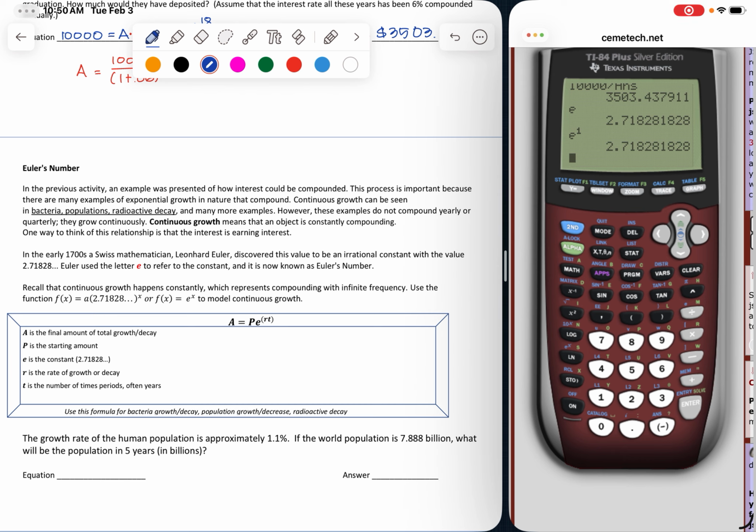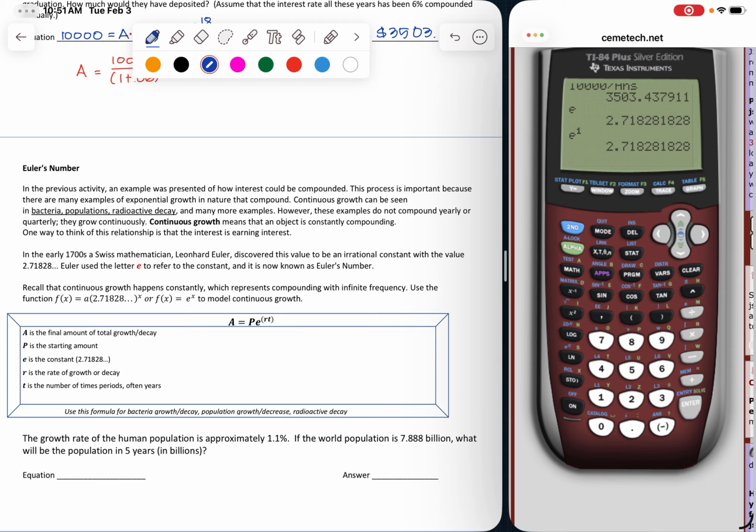So it says, recall that continuous growth happens constantly. Euler used the letter e to refer to the constant, and it is known as Euler's number. So just like when we want to use pi, we use the pi button in our calculator. We don't type in 3.14 or any decimal approximation. When we want to use e, we're going to type in the e button. Okay, we're not going to type in 2.71828.